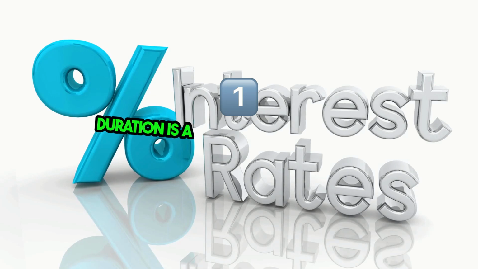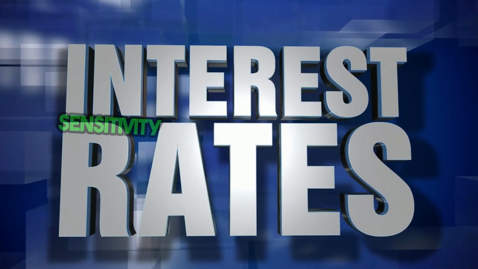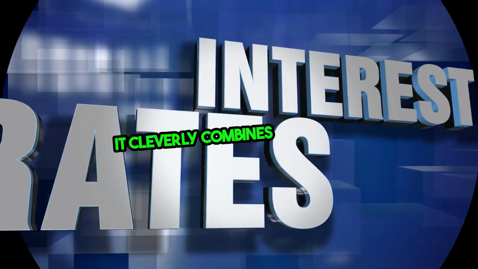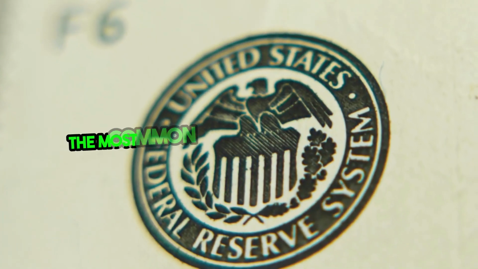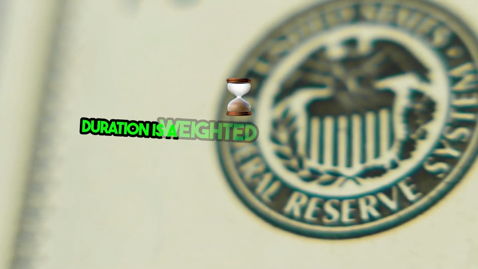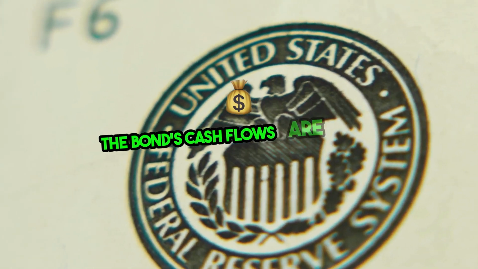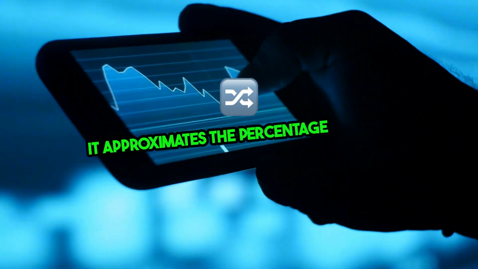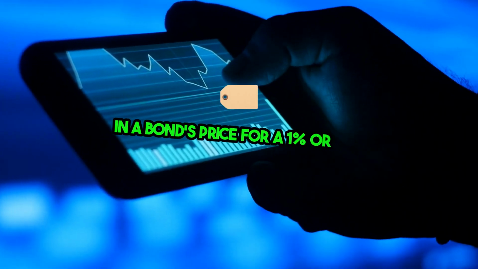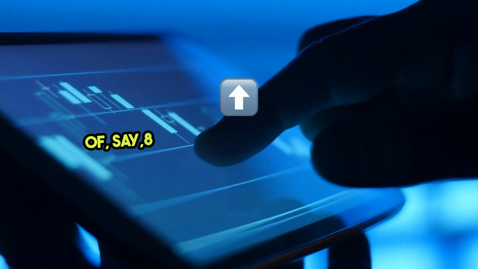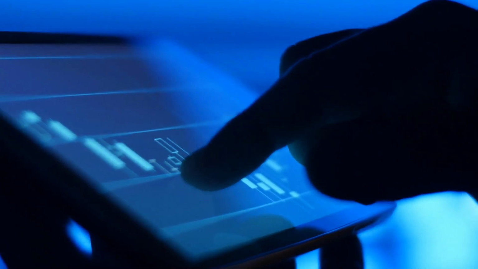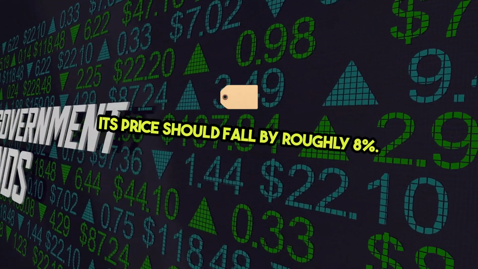It really is. Duration is a single number that tries to capture a bond's overall price sensitivity to interest rate changes. It cleverly combines the effects of maturity and coupon payments. And how does it work? What does the number tell us? The most common interpretation, Macaulay duration, is a weighted average time until the bond's cash flows are received. But more practically, a related measure called modified duration gives you an estimate. It approximates the percentage change in a bond's price for a 1% or 100 basis point change in interest rates. Okay, so if a bond has a modified duration of, say, 8, and interest rates go up by 1%, its price should fall by roughly 8%. That's the rule of thumb, yes.